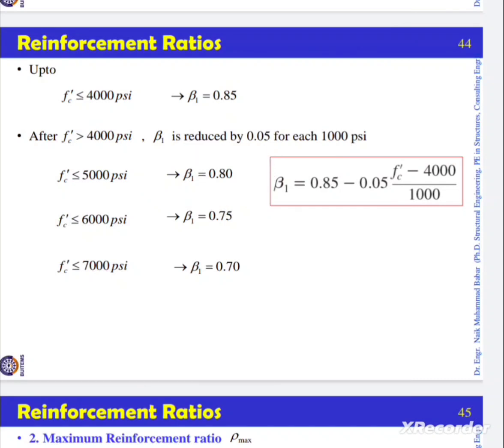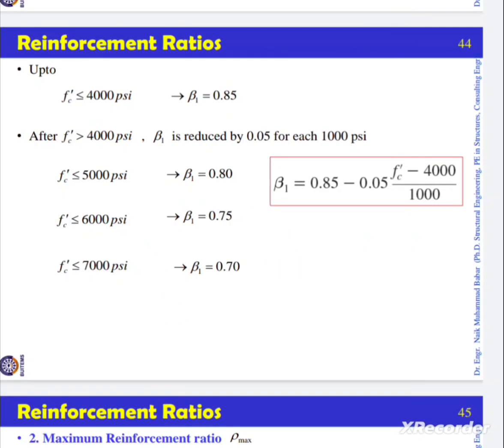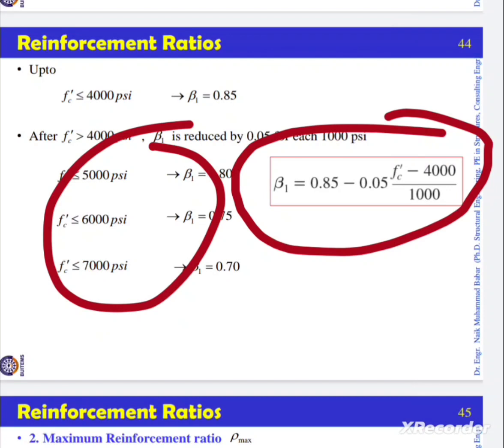If the compressive strength is greater than 5000 psi and less than 6000 psi, the beta value will be taken as 0.75, and for 7000 psi it will be taken as 0.70. If we do not remember this, then remember this equation. By putting in the value of the compressive strength of concrete, we can find the value of beta. This will be used in any type of beam.